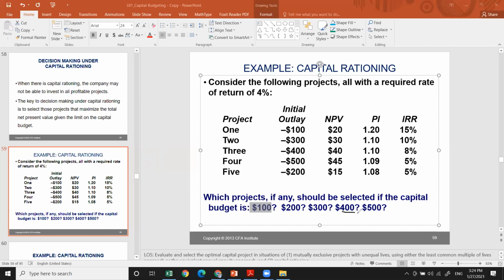Okay, what if you have $400? Which project would you select? We can get 1 and 2. 2 and 1. In total, you get 50 as opposed to 40. 2 and 1, yes? In total, you get 50 million of NPV. We cannot get 5 and 1, yes? It gives you only 35.